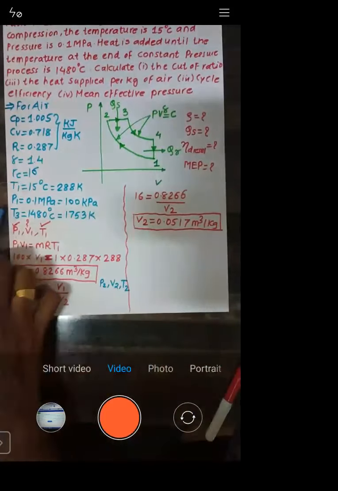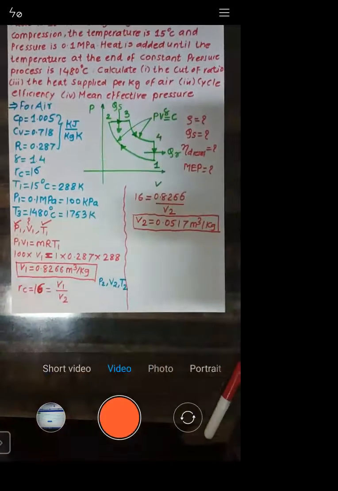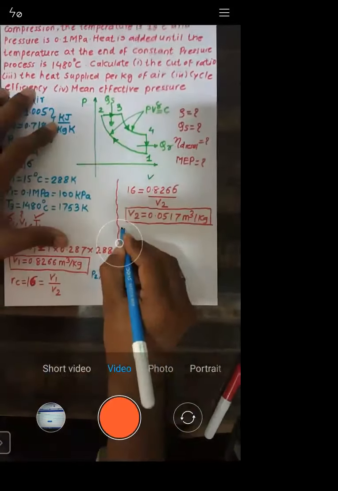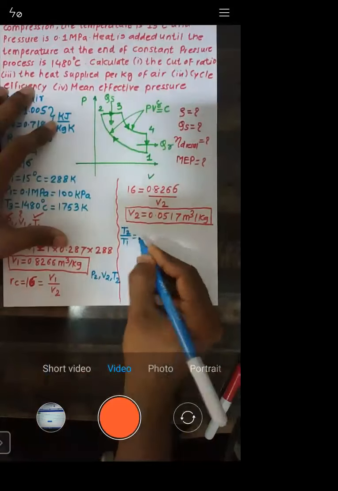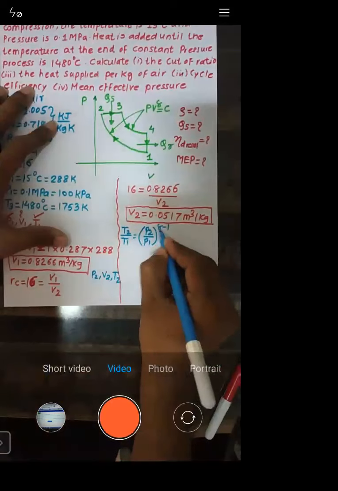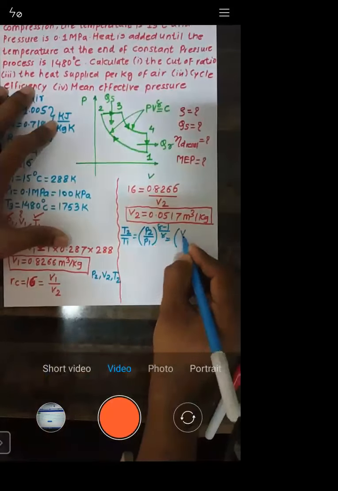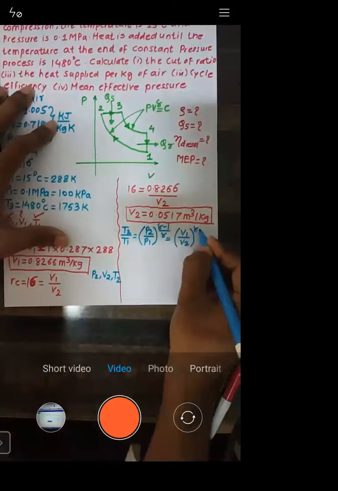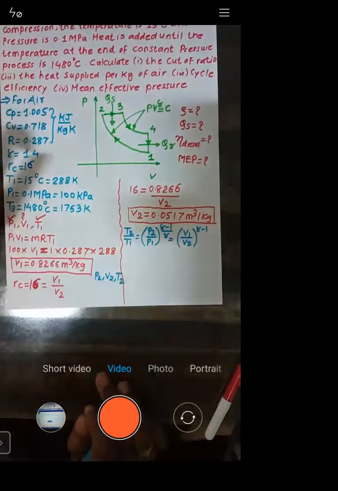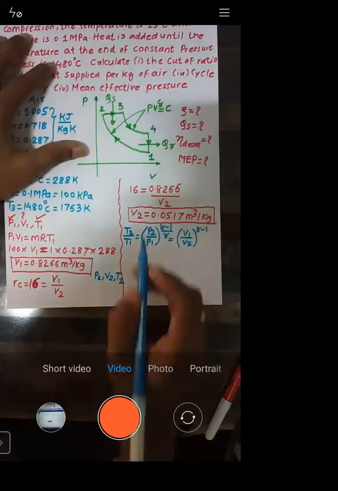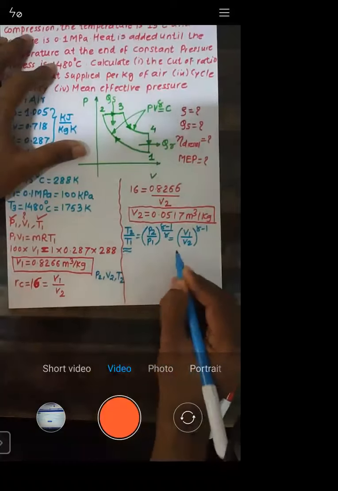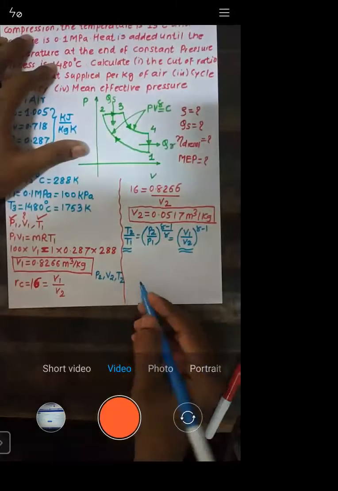Now see, 1 to 2 is isentropic compression. So we can write down this law: T2 by T1 is P2 by P1 raised to power gamma minus 1 by gamma, which is equal to V1 by V2 raised to power gamma minus 1. Whenever it's isentropic, we will be able to write down this law. Now I want T2, so I will equate these two.